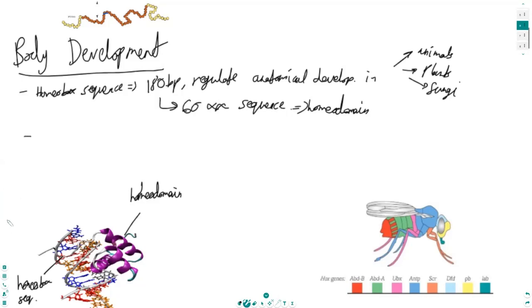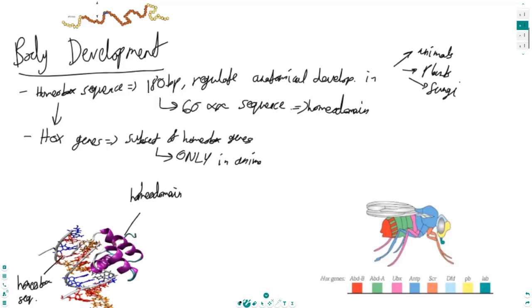Now, back to this. Within the homeobox set of genes, we have something called HOX genes. These are basically homeobox sequences, but these are only found in animals. So HOX genes are a subset of homeobox genes, but they are found only in animals. And these are involved in formation of anatomical features in the correct location of the body plan.